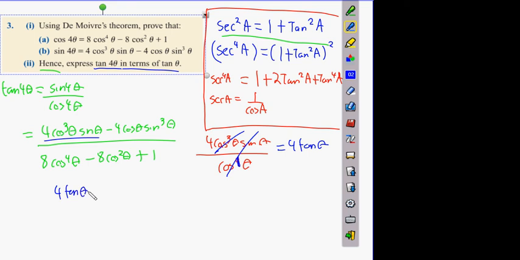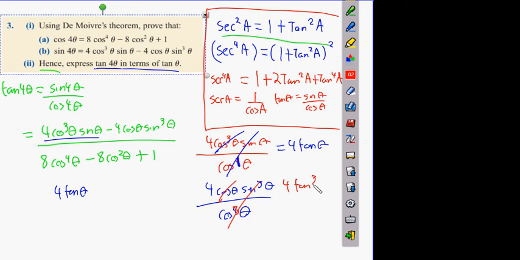Now, what about the next one? 4cosθ sin³θ, once again all over cos⁴θ. What happens this time around? Leaves 3, and then here, 4tan³θ. Tanθ to the power of 3. Because if tanθ is sinθ over cosθ, you can power the 3 to both sides, and then it'll be sin³θ over cos³θ is tan³θ. So straight away, half our question is sorted out.